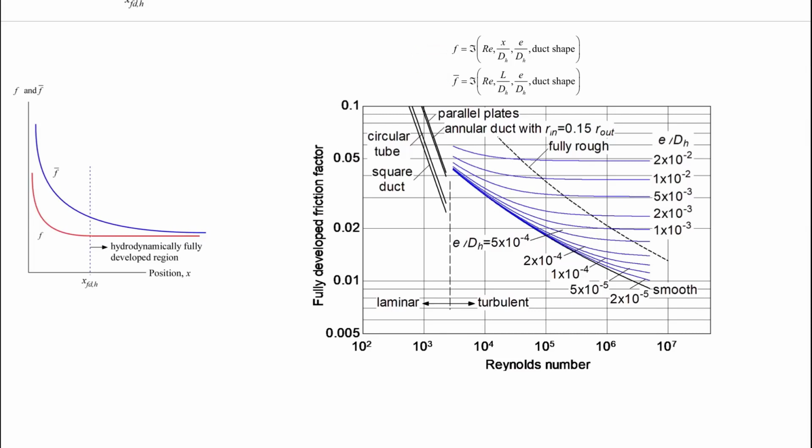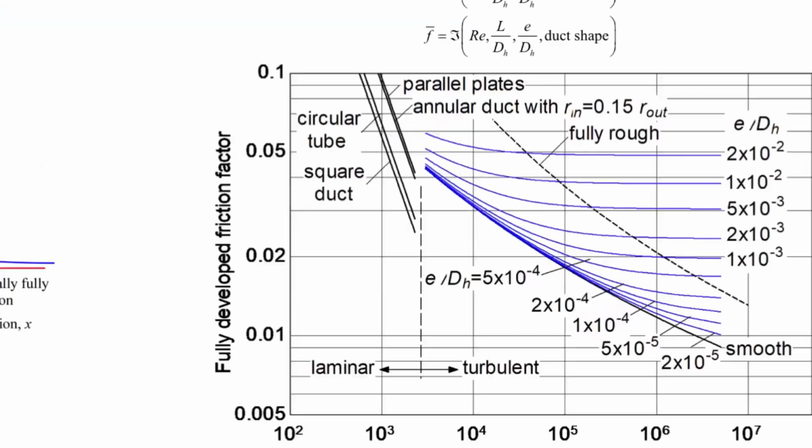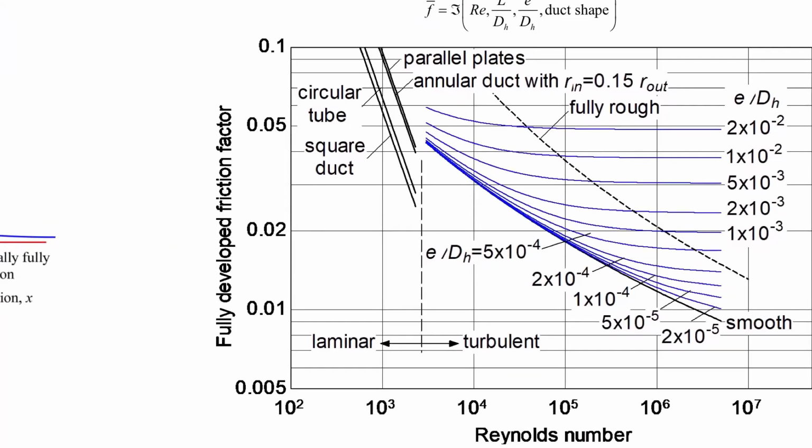I believe this is giving us back our fully developed friction factor. So this is not just local, it's actually the fully developed, it's only in the fully developed region. So if you had a flow that was still developing, this is actually not quite the right thing. It's just in the fully developed region. So what are we doing? We're looking at, as a function of Reynolds number, what are the different friction factors for different geometries and surface roughnesses.